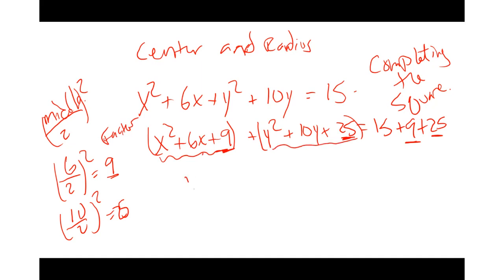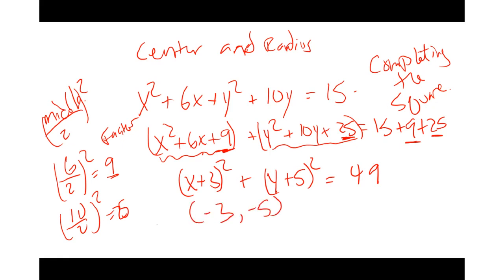This piece factors to x plus 3 squared. This piece factors to y plus 5 squared. And then this piece is 49. So now what's the center and the radius? The center would be -3, -5. And the radius would be 7. It's the square root of 49.